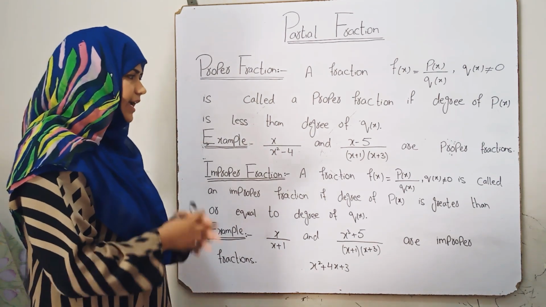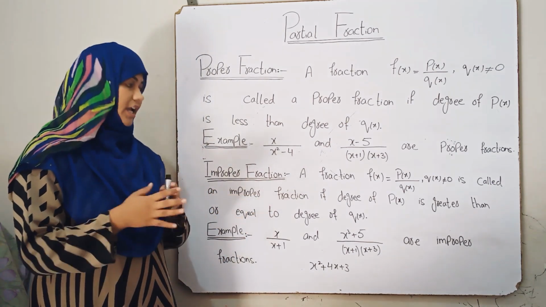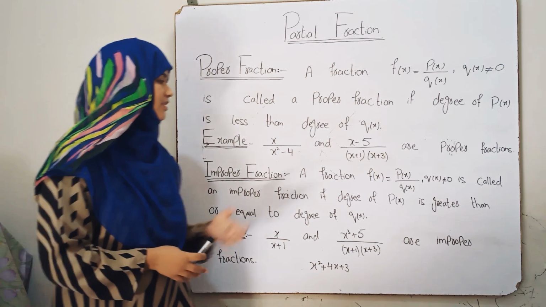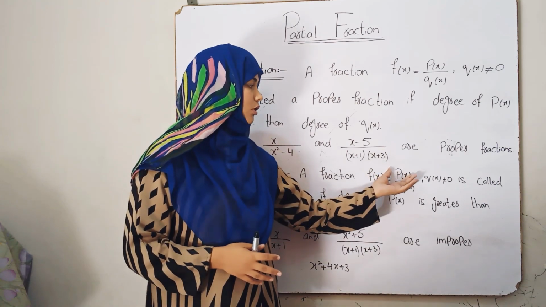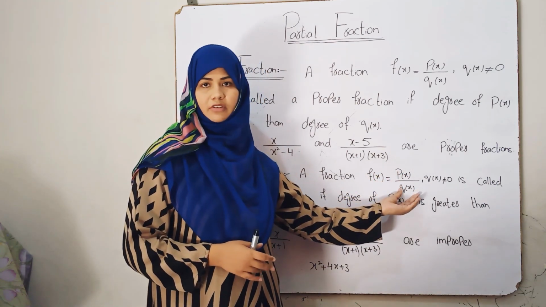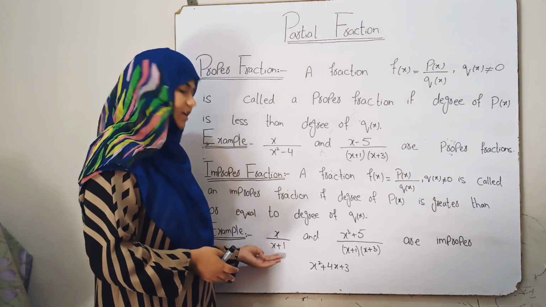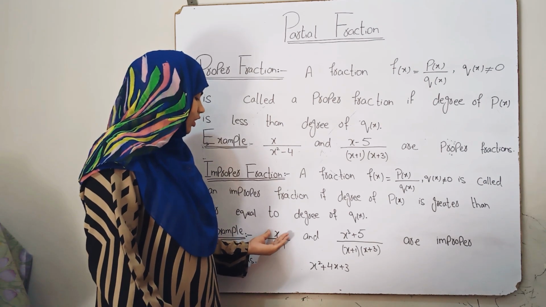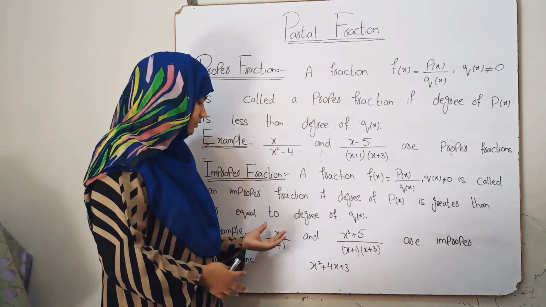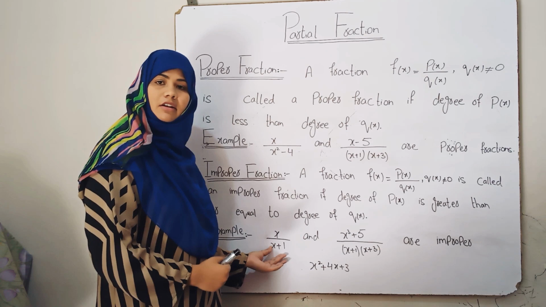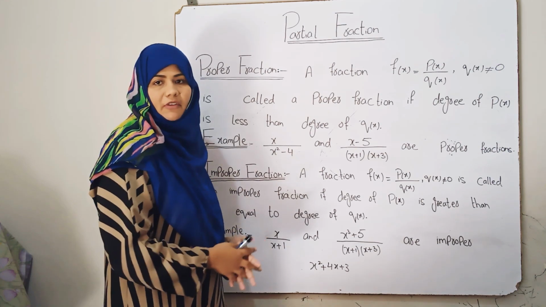Which means that any fraction of the form p of x over q of x is called an improper fraction if the degree of numerator is greater than the degree of denominator, or the degree of numerator is equal to the degree of denominator. For example, we have an expression x over x plus 1. In this expression, the degree of numerator is 1 and the degree of denominator is 1. So we have the degree of numerator equal to the degree of denominator. This expression is also called an improper fraction.